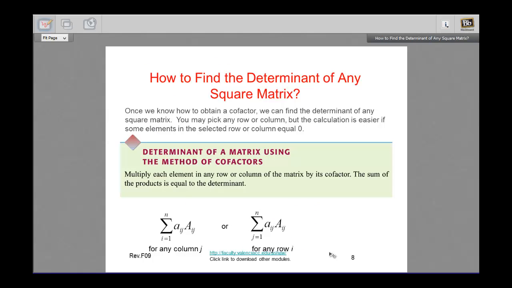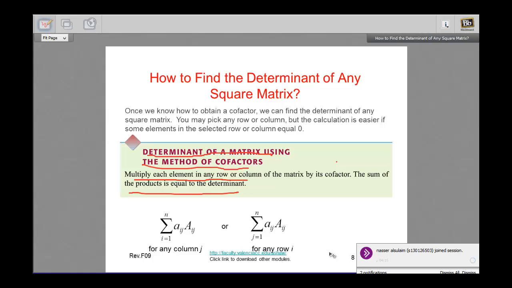So the next one is, how to find the determinant of any square matrix. As I told you in my face-to-face class, there are 3 ways to find the determinant of a square matrix. One method is the cofactor method. Here it says the first method is the determinant of a matrix by using the cofactor method: multiply each element in a row or column of the matrix by its cofactor, and the sum of the products is the determinant.